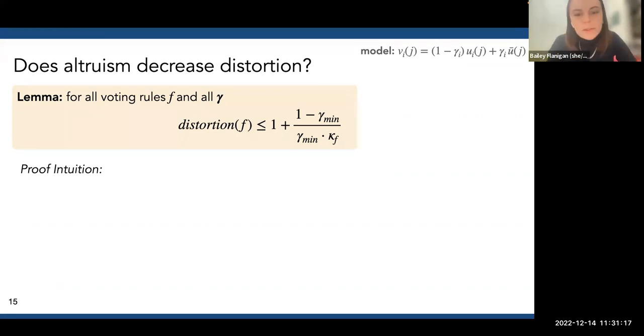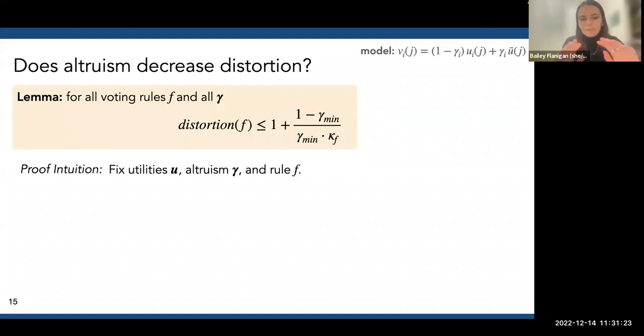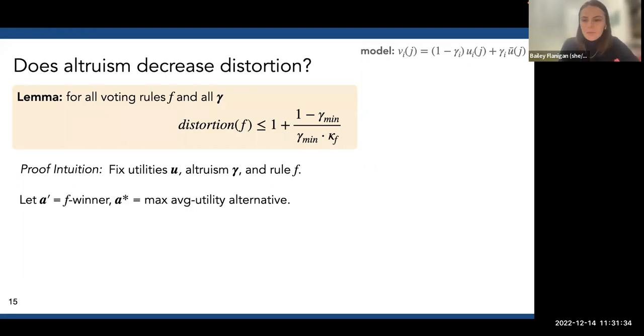Okay, so to give you a little bit of intuition, which should hopefully help explain why people being altruistic can decrease the distortion, we're going to start by fixing a utilities matrix, a vector of levels of altruism for all voters, and a voting rule F. These quantities together will imply a winner by the voting rule, right? Because we're going to run our process. We've got these utilities. People are going to rank according to their utilities and their altruism. We're going to run a voting rule, and we're going to get some winner.